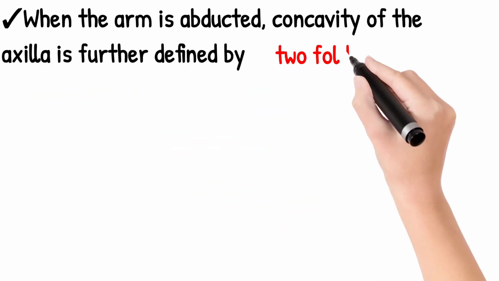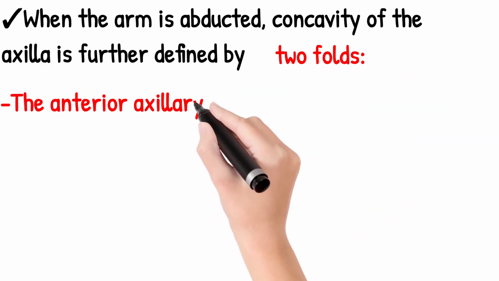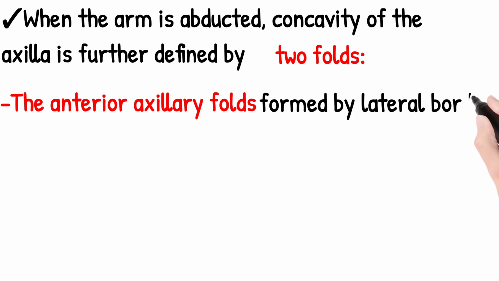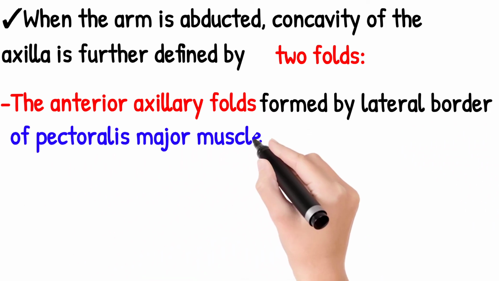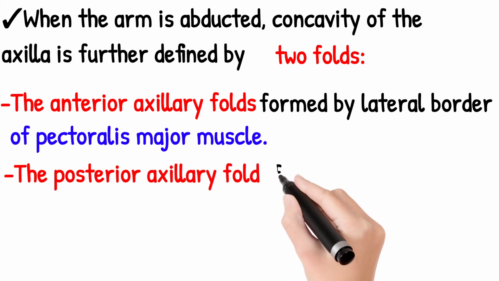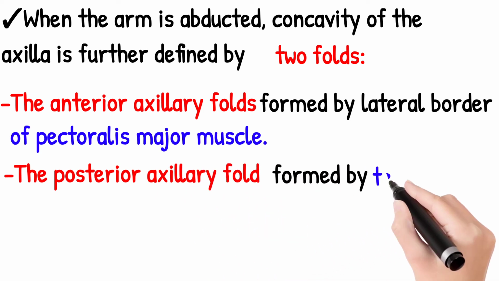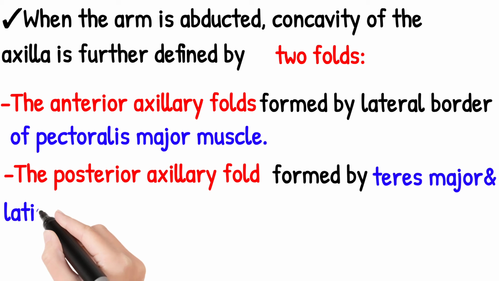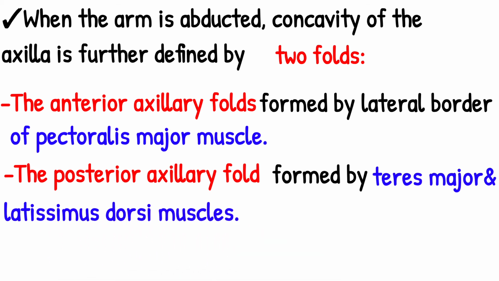When the arm is abducted, the concavity of the axilla is further defined by two folds: the anterior axillary fold, formed by the lateral border of the pectoralis major muscle, and the posterior axillary fold, formed by the teres major and latissimus dorsi muscles.